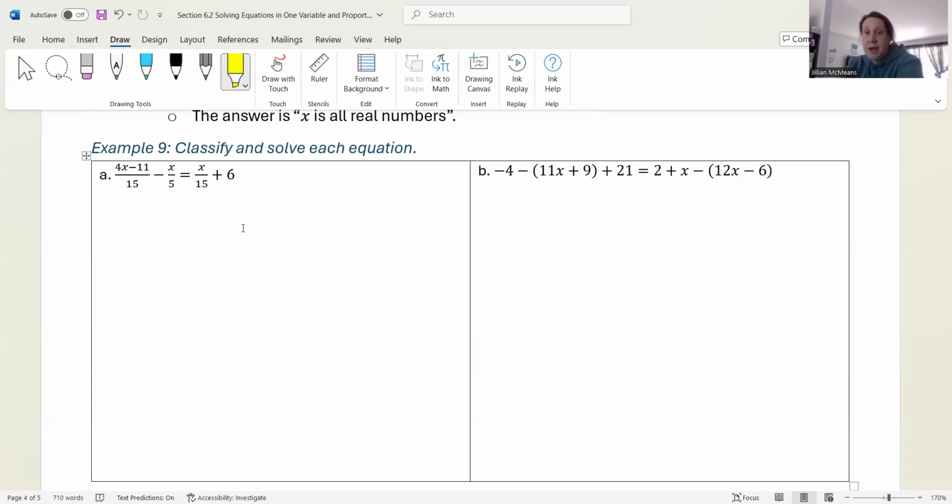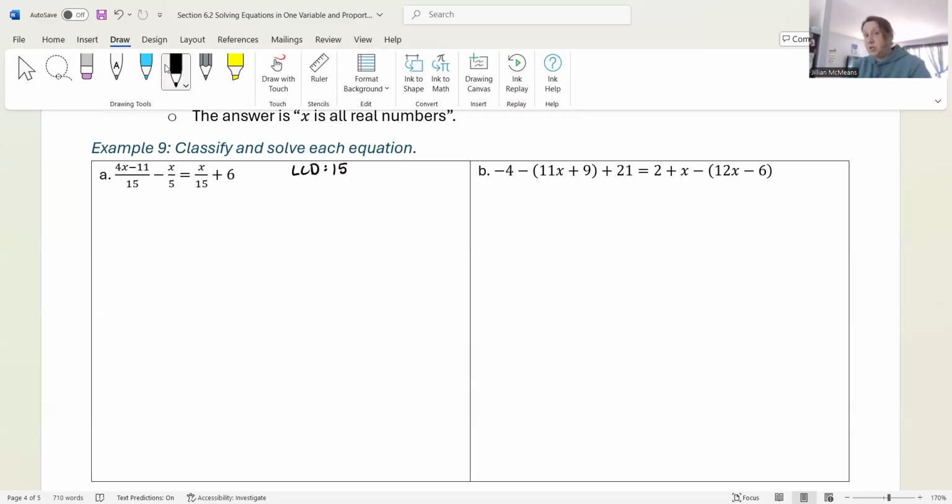So for part A, we have fractions. So right off the bat, we're going to get rid of the fractions. Remember, in my class, that's non-negotiable. I want you to clear your fractions, okay? So let's figure out what the LCD is. So I have denominators of 15 and 5. Since 5 will divide into 15 evenly, we're going to say the LCD is just 15. 15 will divide into itself, 5 will divide into 15. 15 is the LCD, okay?